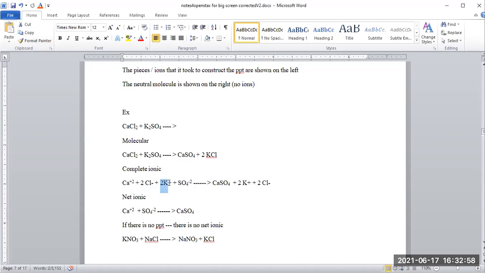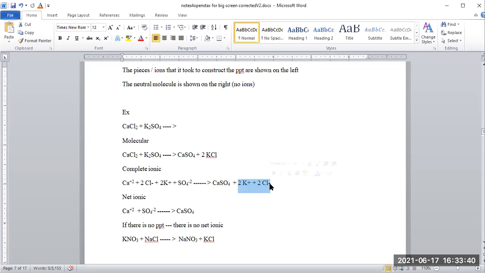Same thing is true here with your potassiums. Don't leave it as a subscript. It's got to be a coefficient. Now, SO4 is a polyatomic. Polyatomics don't fall apart in water. Here's my precipitate, because using my rules, one of the rules said most sulfates are soluble, but not barium, lead, or calcium. So here is my notable exception. And then here are my leftovers.